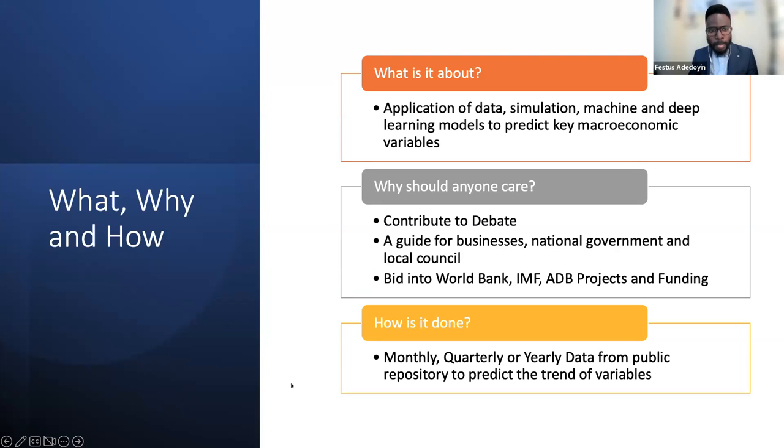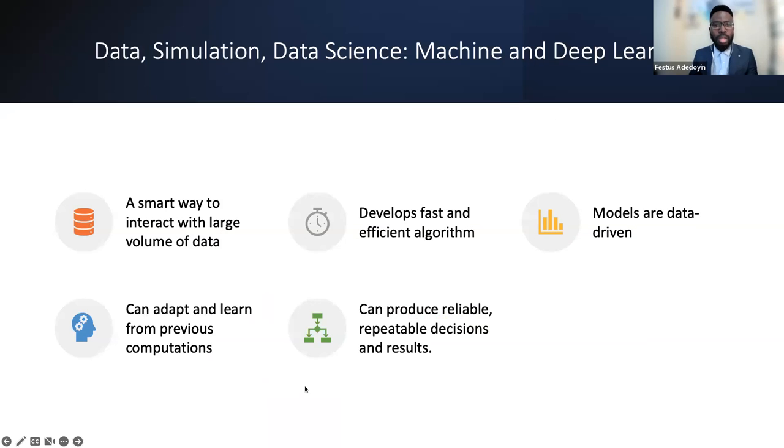We do know that data, simulation, and data science as a whole give us a smart way to look at the world, and give us an opportunity to develop efficient algorithms and work with models that are data driven. It helps us to adapt from historical data, learn about the future, and use several computations to produce reliable estimates that can be repeated, verified empirically, and tested or retested. And this is not new. Several scholars in this conference make such presentations and work with such research.